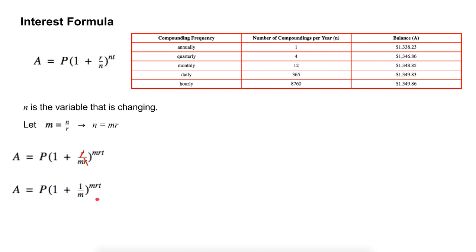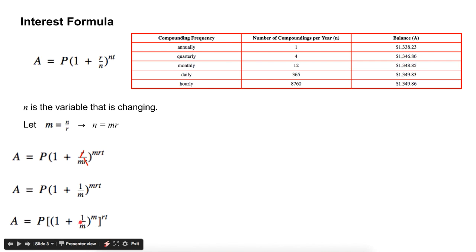All right, but now we're going to use our laws of exponents, and we're going to write this as A is equal to P times 1 plus 1 over M to the M power, all to the RT power. Using our laws of exponents, we can do that. If you don't remember that, time to review your laws of exponents. So now what do we have? Well, it's the same exact thing, but now we don't have this R being raised to a power. So it's going to be easier for us to see what's going on here.